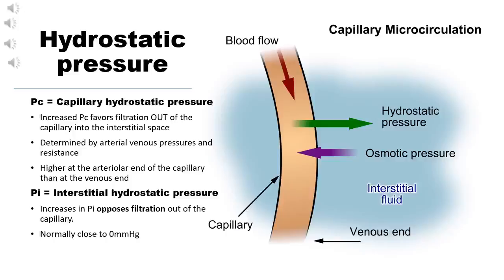The interstitial hydrostatic pressure is going to oppose filtration out of the capillary, which could also be reworded to say that it's going to favor reabsorption. So if interstitial hydrostatic pressure increases, then anti-filtration will happen basically, or it's going to oppose filtration out of the capillary. But the caveat is this is normally close to zero, and a lot of times it's irrelevant.